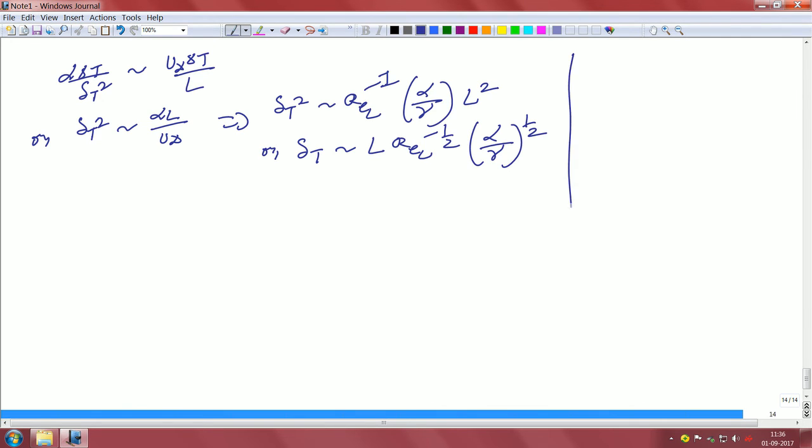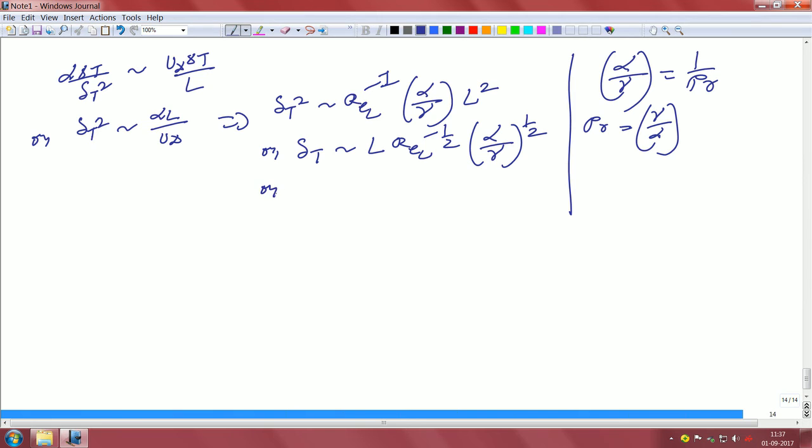Now, the key quantity over here is alpha by gamma. What is alpha by gamma? Alpha by gamma is nothing but the inverse of the Prandtl number. Prandtl number is nothing but gamma by alpha. So, it is basically a ratio of the momentum diffusivity divided by the thermal diffusivity. A Prandtl number greater than 1 means the momentum diffuses much faster than the thermal diffusivity, whereas a Prandtl number less than 1 essentially means the opposite.